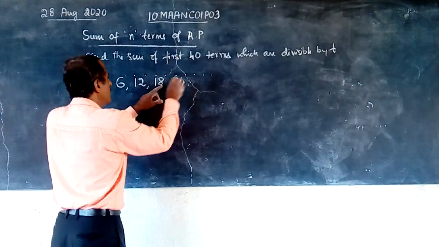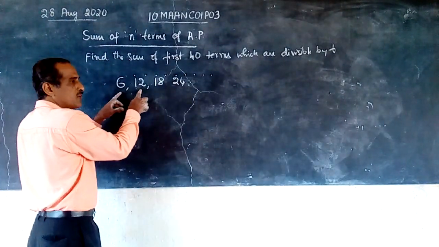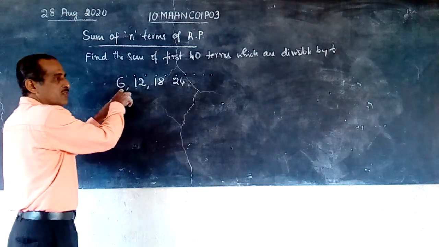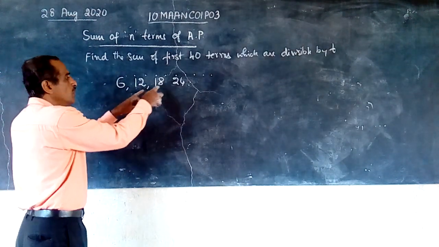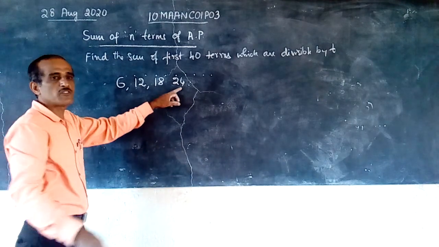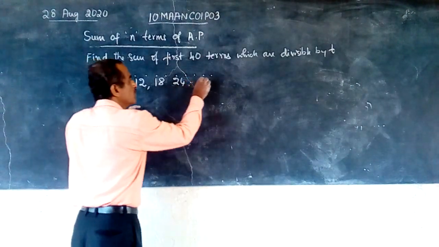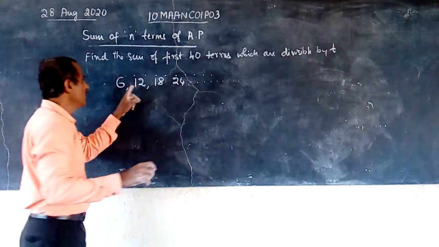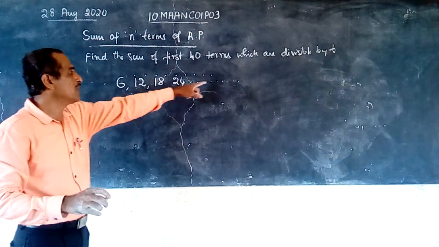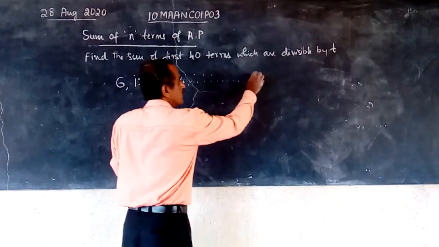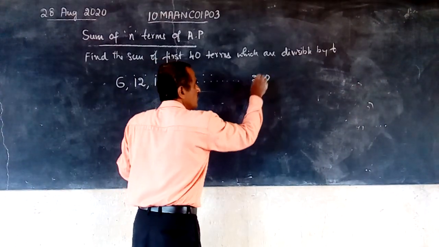Like that it moves. See, 6 ones are 6, 6 twos are 12. So 6 divided by 6 is equal to 1, 12 by 6 is equal to 2, 18 by 6 is equal to 3, 24 by 6 is equal to 4. Like that it continues up to 40. In the same way, 6 40s are 240. So this is the 40th term.